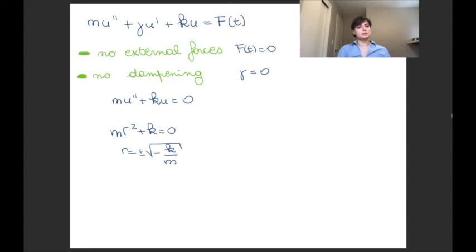So now we have this equation, and we want to solve it. The first step we do is that we don't have any external forces and we don't have any dampening. So we just have mu'' plus ku is equal to 0. We can solve with the characteristic equation mr squared plus k equal to 0. r is plus or minus the square root of minus k divided by m.